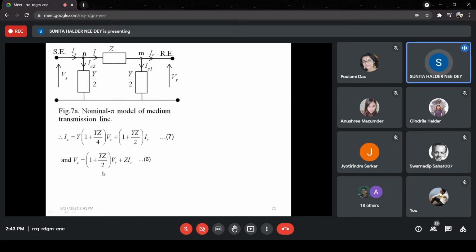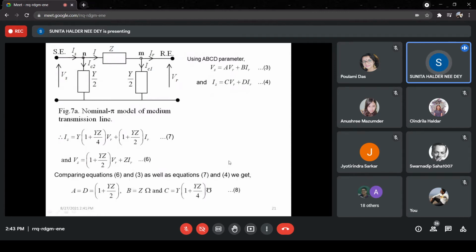Now what is the equation of the ABCD parameters? Vs equal to A VR plus B IR and Is equal to C VR plus D IR. In that way, if we compare these two equations 3 and 4 with 6 and 7, then by comparing, both A and D are equal to 1 plus YZ by 2, B will be Z, and C will be Y plus YZ by 4, right?